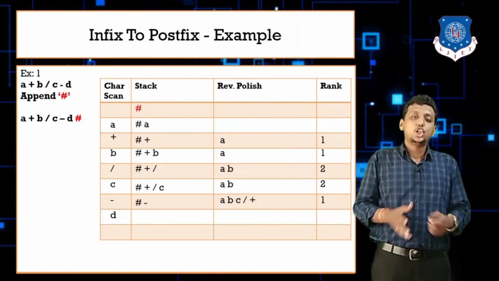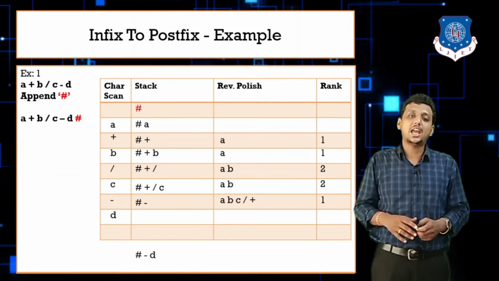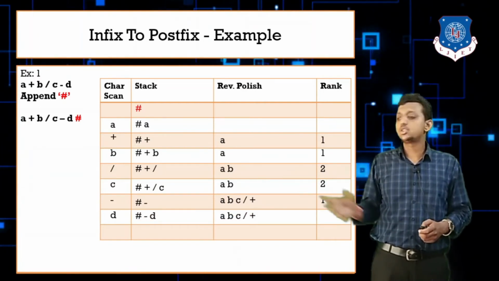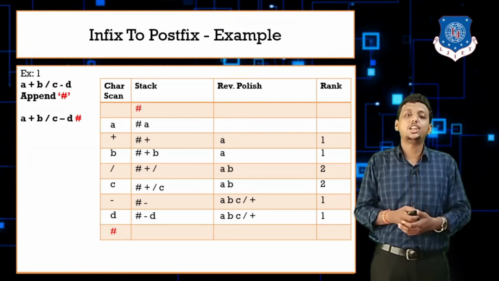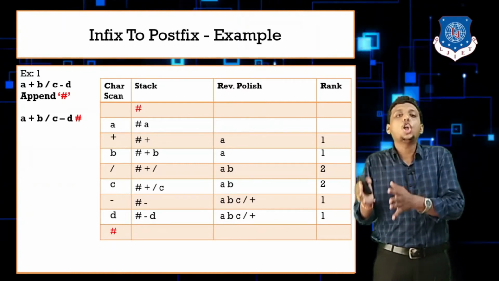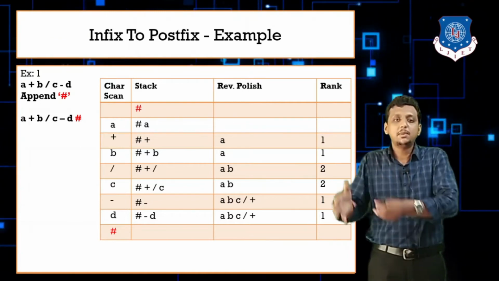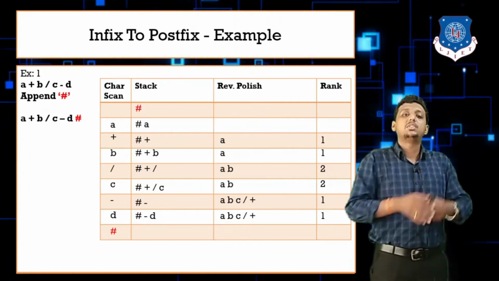Next students, we have D with us. D is a character. Don't think much, just push it inside the stack and keep both the reverse polish and rank as they are. Next we have the hash with us. The string is already completed. So what to do? Remove all the elements from the stack and append them to the reverse polish string.